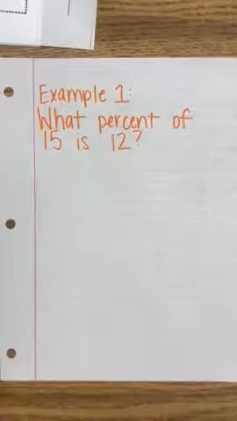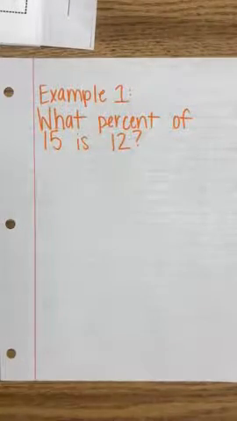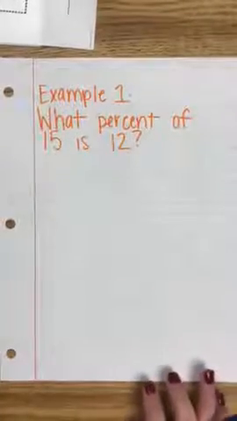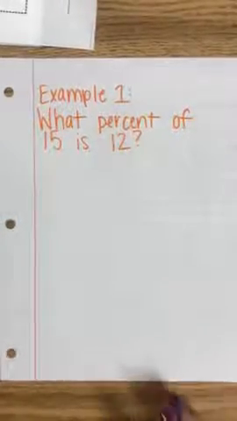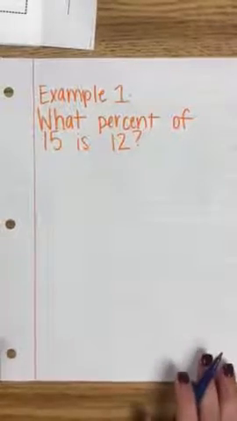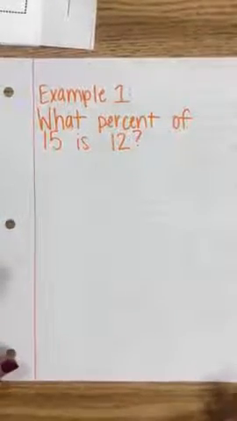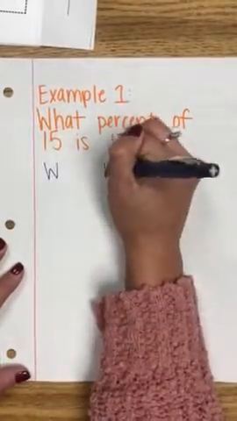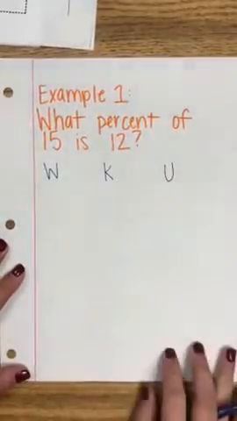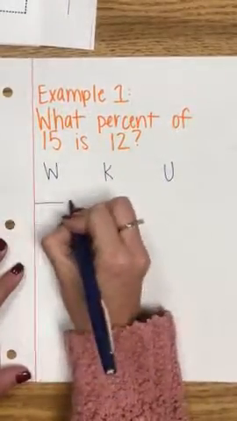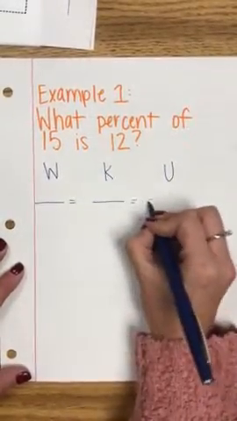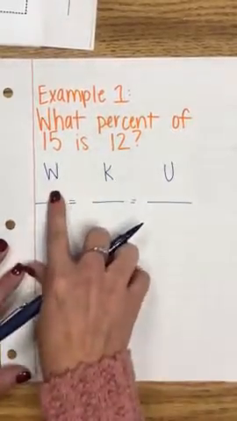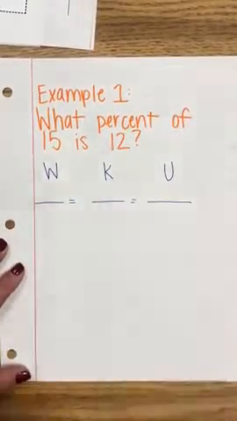All right, guys, so you just saw this example, what percent of 15 is 12. I'm just gonna explain it just a little bit in case that was confusing using our WKU like we've been doing in class. So first thing that we need to do is we need to go ahead and write down our WKU. As we know, this stands for words, known, and unknown. So we need to figure out what our words are, what our known is, and what our unknown is.